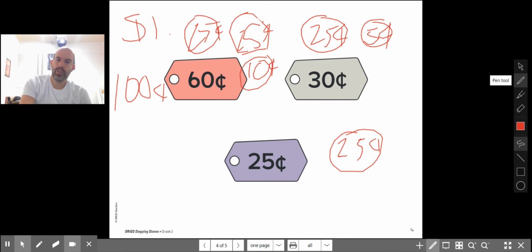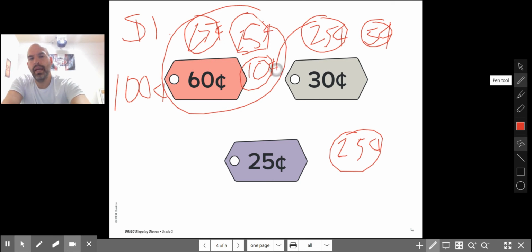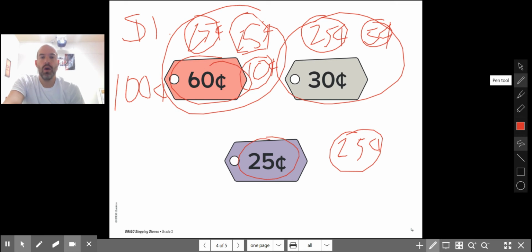So let's just look at that. Do we have 4 quarters already? The 60 cents, we have 2 quarters up there, 1 over the 30 cents tag, and then 1 down on the 25 cents tag. So that's 4 quarters. We know 4 quarters equals $1, so it's more than. Can we buy 2 of the items? Sure. We could buy our 60 cents and our 30 cents, or we could buy our 60 cents and our 25 cents, or we could buy our 30 cents and our 25 cents. So there's different combinations that we could do and still have money left over.